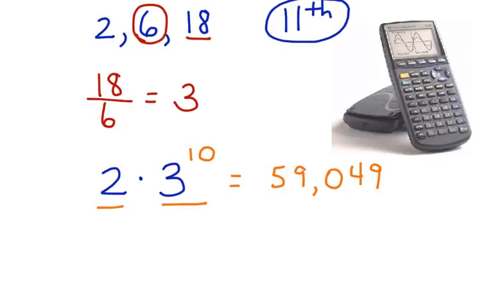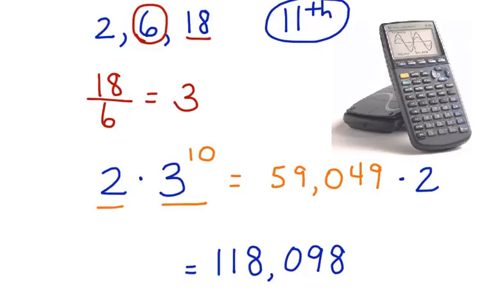Now, we take 59,049 and multiply it by 2, and we find out that the 11th term in the sequence is 118,098. We can use any ratio in a geometric sequence to be able to figure out any term. Let's look at one more.